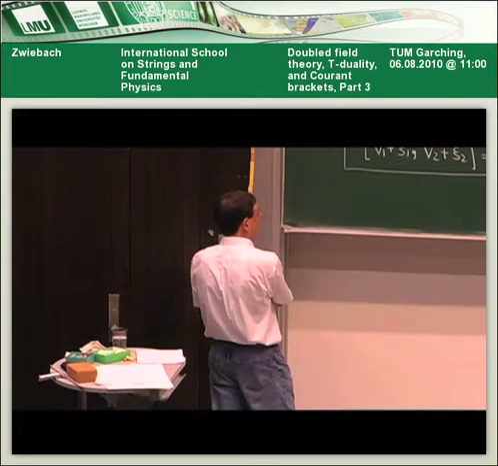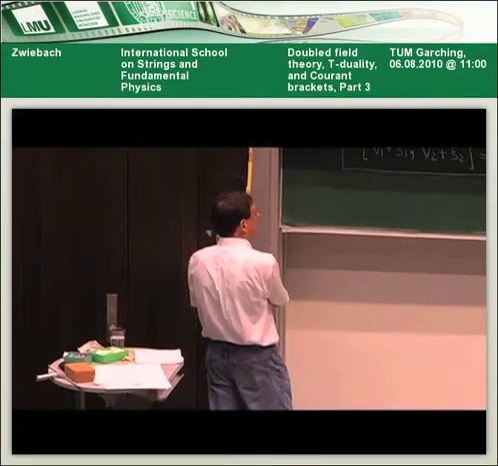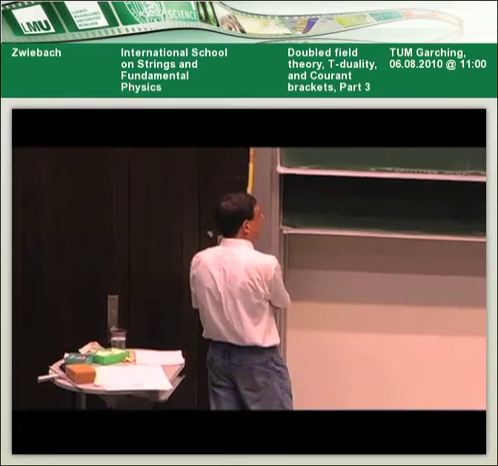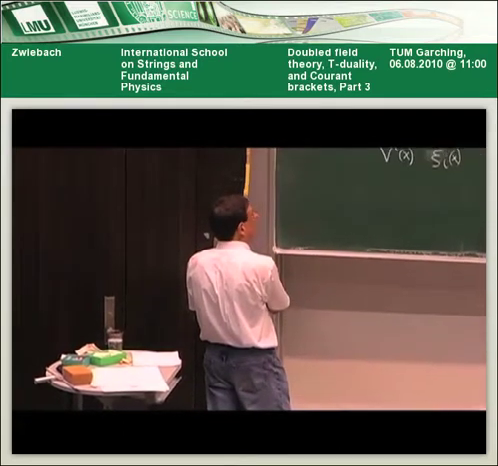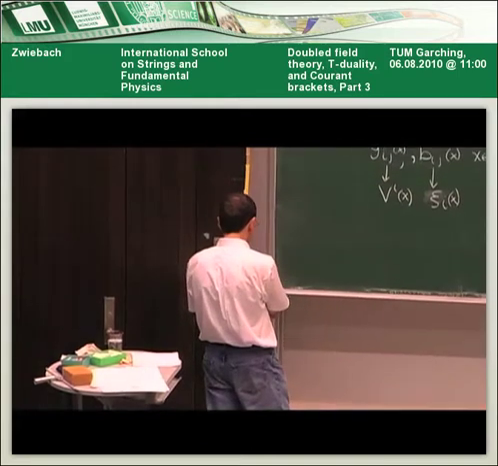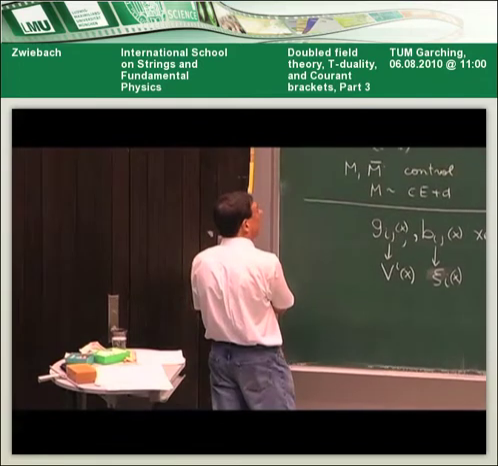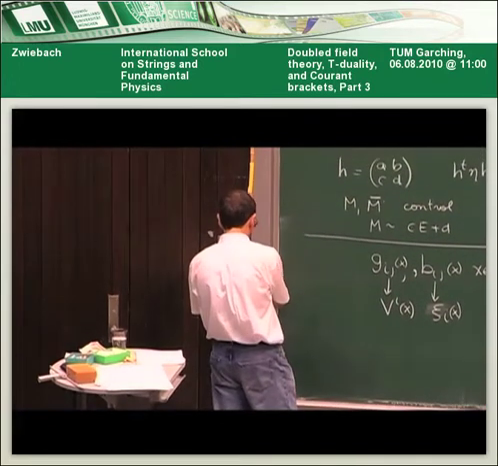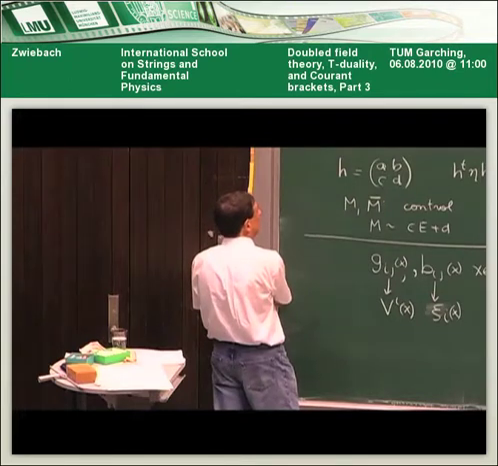So Courant says you should take beta equal to 1. And that's the famous Courant bracket. So let's see why that is interesting. It's not very useful. That's the problem.